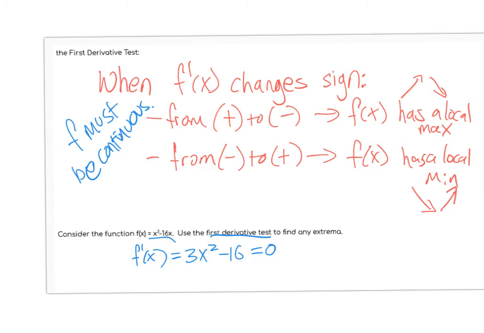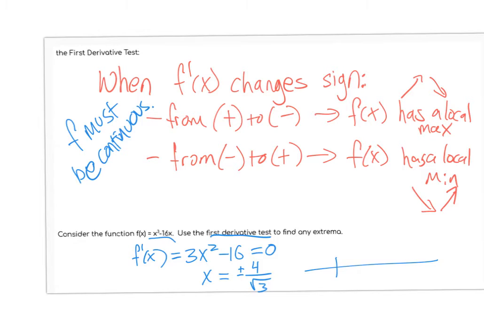So when we do that, we end up getting x is equal to plus or minus 4 over the square root of 3. Mr. Carlson, where are you coming up with these awful numbers from? Whatever, we'll deal with it. Okay.